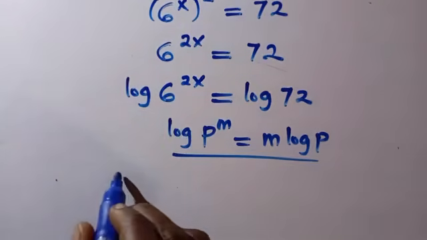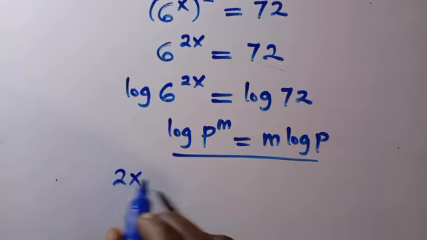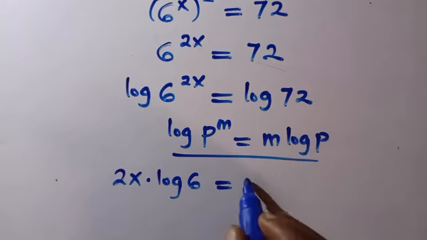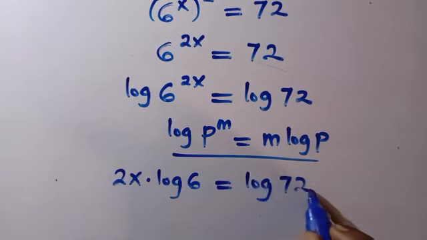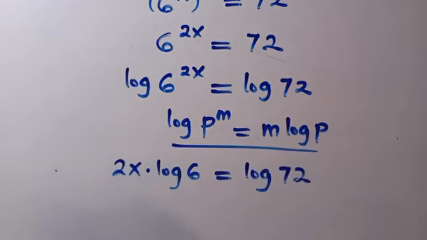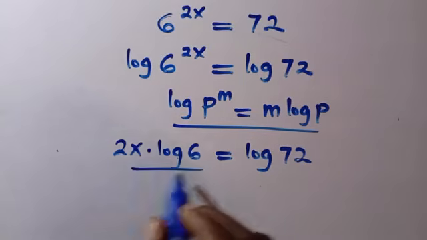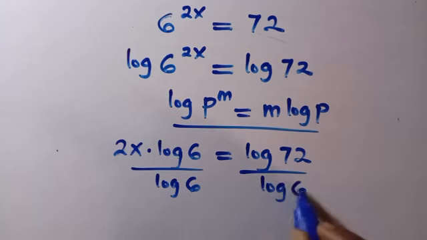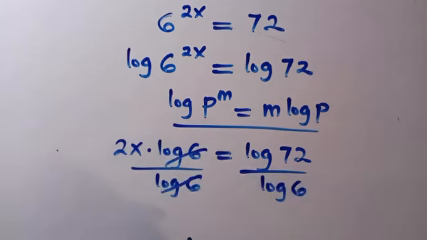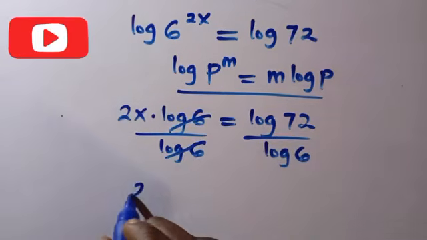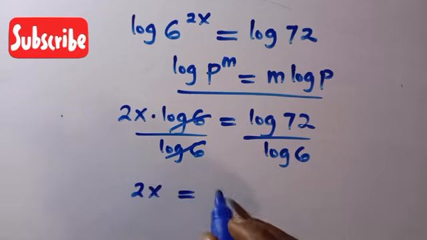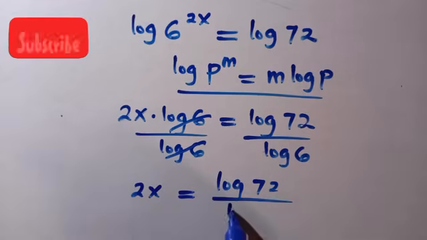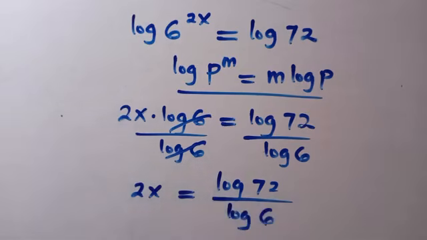Therefore, our 2x becomes like this. We have 2x multiplied by log 6 equals log 72. So we divide both sides by log 6. Log 6 cancels log 6. We then have 2x equals log 72 divided by log 6.